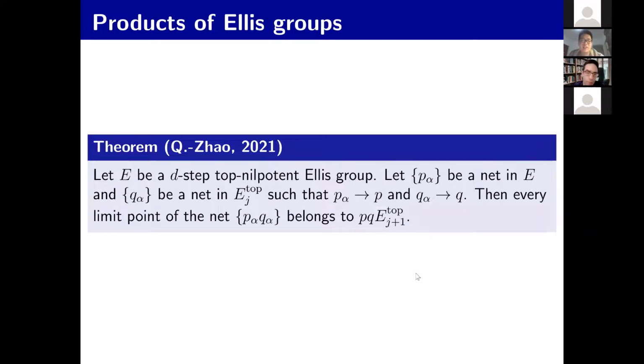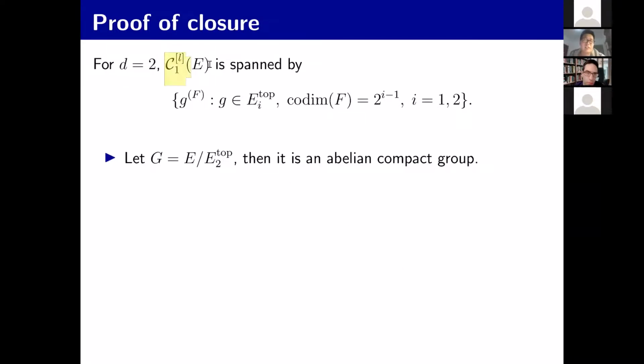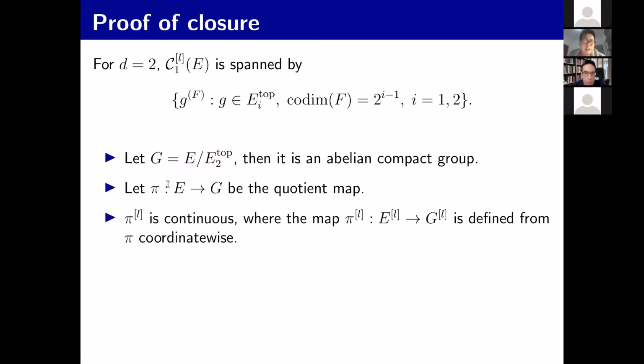So with this result, we can prove that this set C1 is closed. We give an example for the case d equals 2 to show how we prove it. The first is we can get a quotient group, and it's also an abelian compact group. As the topology on G is a quotient topology, the pi is continuous.